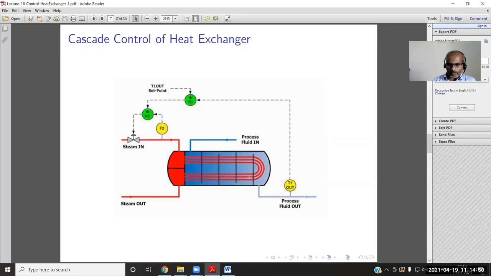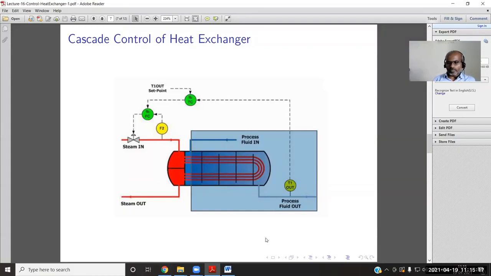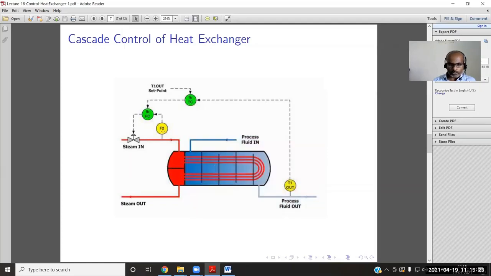Whereas in the case of a thermal system, what is the time constant? It is the heat transfer capacity, mcp, by HA. Capacitance into resistance is the time constant for a first order system. Most chemical systems are first order, and the time constant for the thermal system is mcp into 1 by HA. That time constant normally has a higher value in comparison to the volume by volumetric flow rate. Otherwise, these flow systems are very fast, so we use these flow systems in the inner loop.